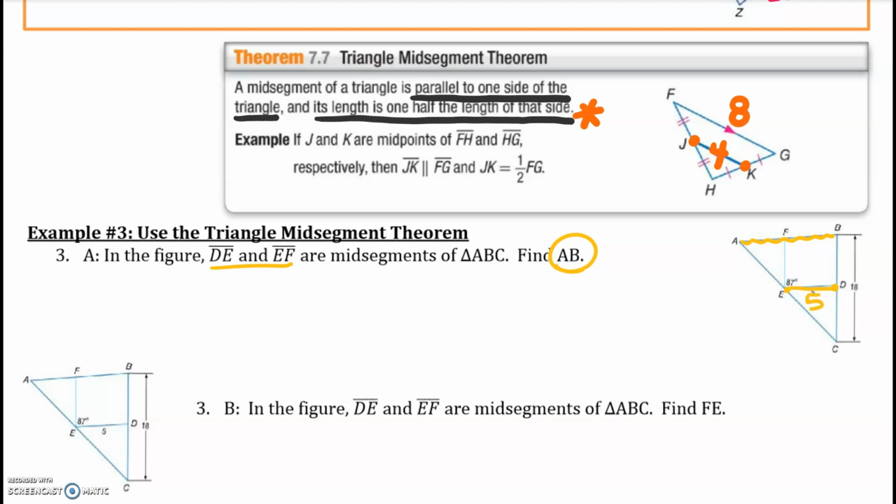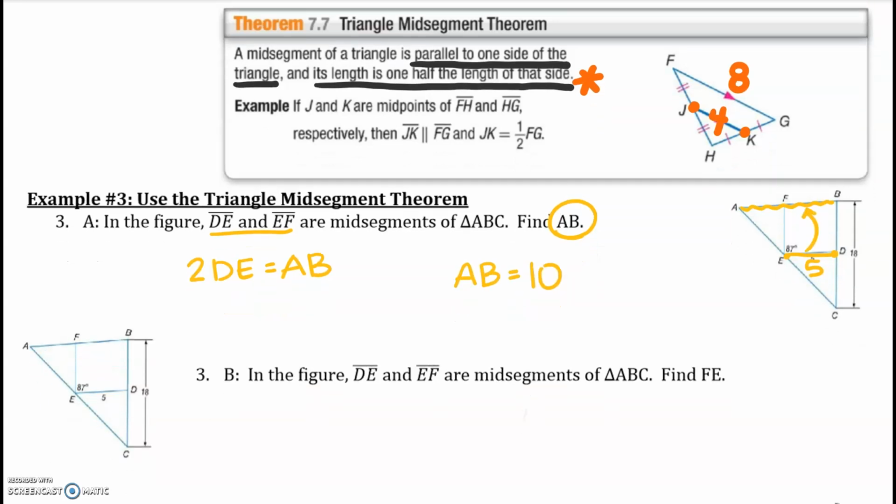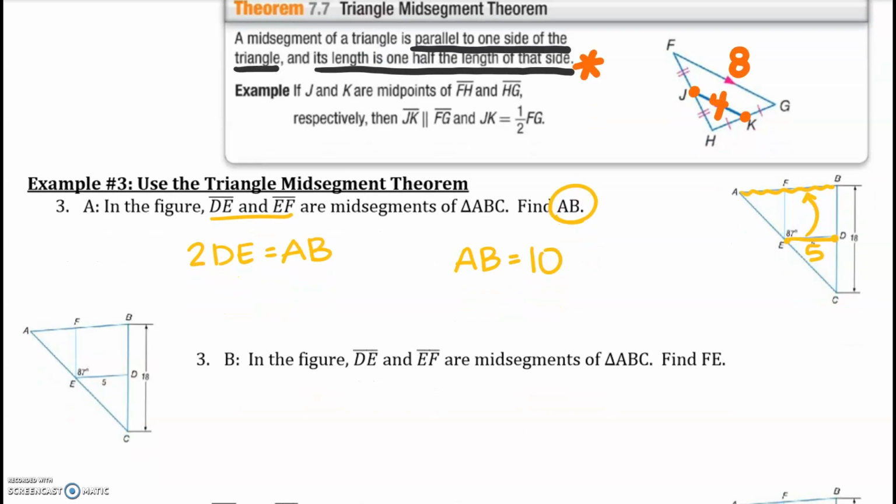DE is 5. So I know that if I take 2 times my midsegment DE, that's going to equal my whole side of my triangle. So I know that AB is equal to 10. I'm just going to double it. All right, same picture. Now I'm just trying to find FE.